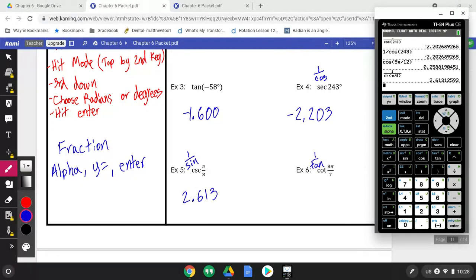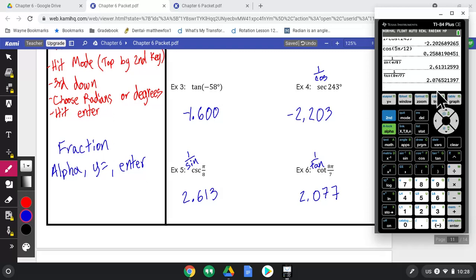Okay, the final one now, the cotangent, which is a reciprocal of tan. So once again, alpha, y equals, enter. Okay, 1 over, and then on this one I'm going to do tangent of 8 pi, so second caret key, divided by 7. Close our parentheses, hit enter, and there we go. We've got 2.077. I'll round this one up because it was 765. That 5 makes us round up.